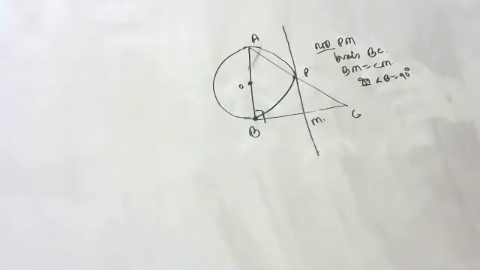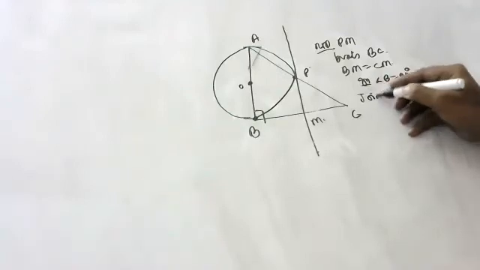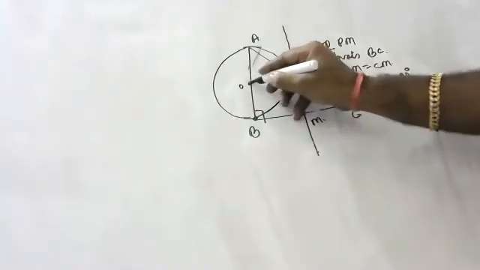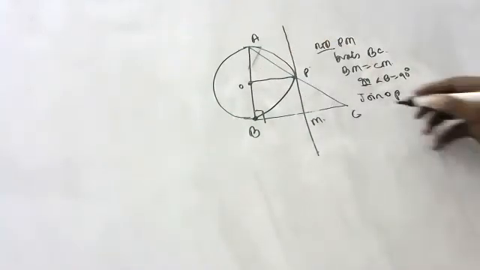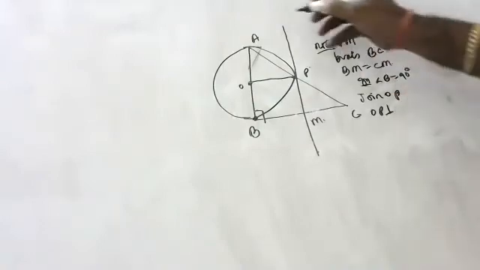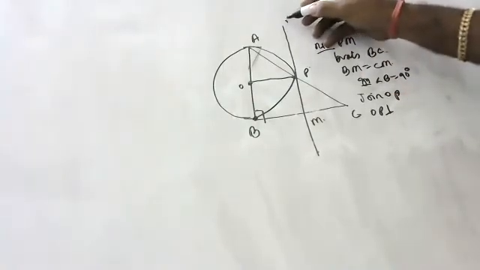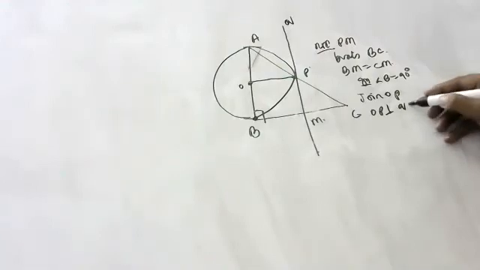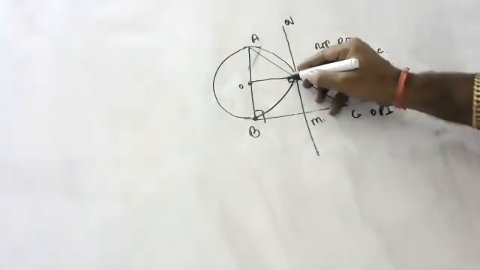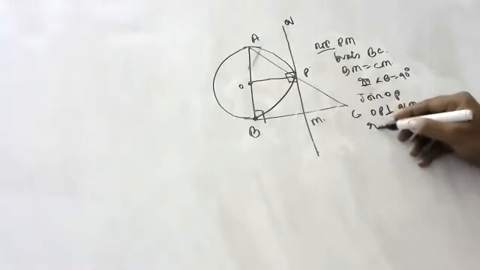So what should we draw here, children? If you join OP, what happens? OP is perpendicular to QM. Why is OP perpendicular to QM? Because the radius is perpendicular to the tangent.